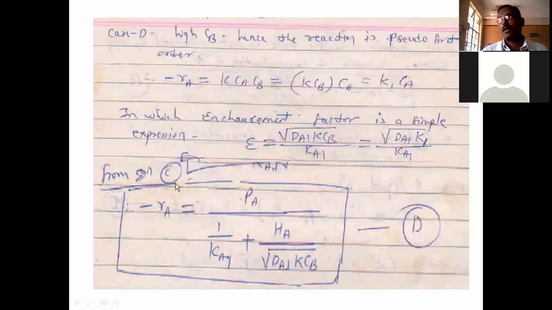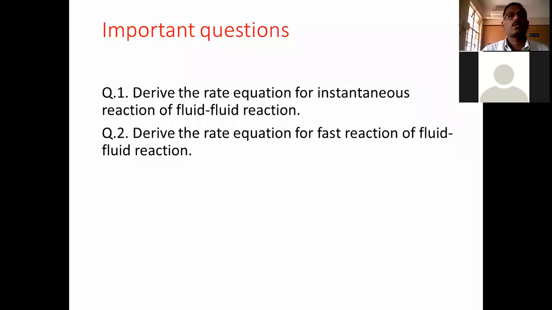So we have seen case A, case B, and case C and D, meaning instantaneous reaction rate and fast reaction rate. Sometimes the derivation is asked in the examination, and these equations are important for solving problems in designing the tower. These are important questions. Derive the rate equation for instantaneous reaction of fluid reaction. See, case A and B we can explain here and calculate this minus RA.